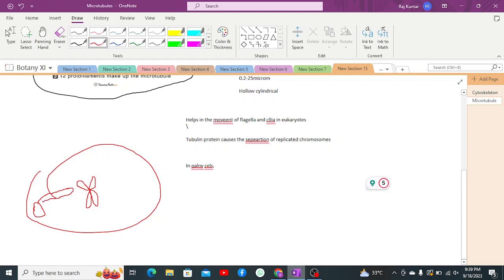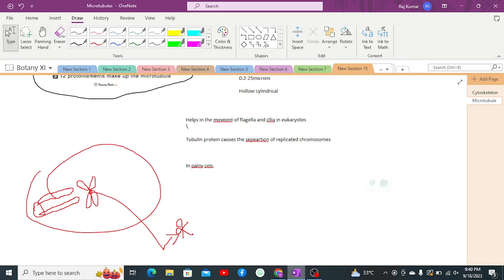Due to which the tubulin protein produces and organizes several spindle fibers which are taken out from the centriole. These spindle fibers are then attached with a disc-like protein over the centromere of the chromosome, which is known as the kinetochore. Kinetochore is where the spindle fibers from the centriole are attached. The kinetochore basically functions to attach the spindle fibers with the centromere. So that is the function of kinetochore.